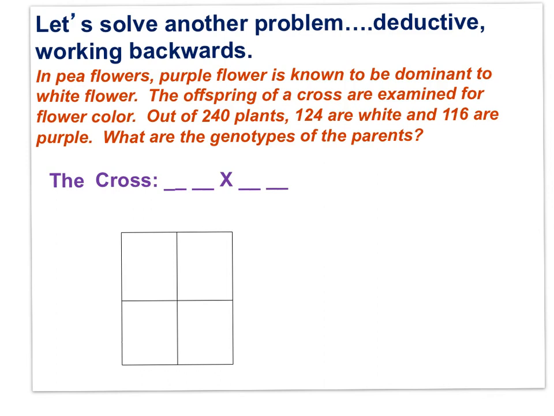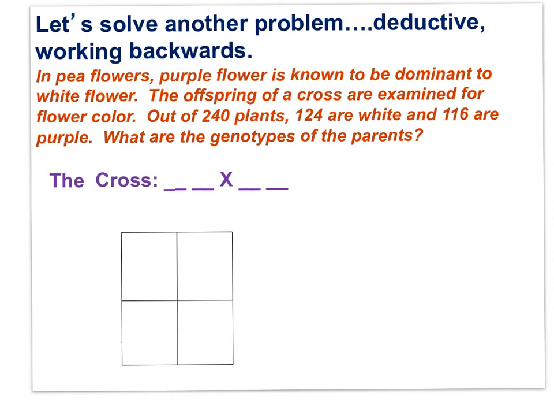In pea flowers, purple flower is known to be dominant to white flower. The offspring of a cross are examined for flower color. Out of 240 plants, 124 are white and 116 are purple. What are the genotypes of the parents? This is the question. We can see the approximate 1-to-1 ratio among the offspring. Based on this, you may already know the genotypes of the parents, but let's continue.